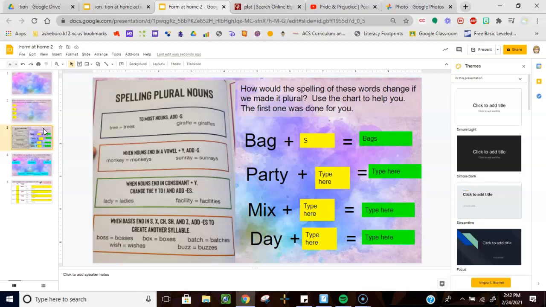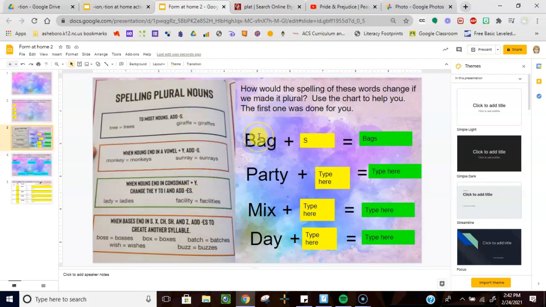Now the third slide here says, how would the spelling of these words change if we made it plural? Use the chart to help you. The first one is done for you. The chart that I am talking about is this chart right here. This should look familiar to you. It tells you whether you would just add an S, if you change the Y to an I and add ES, or if you just add ES to the end of the word.